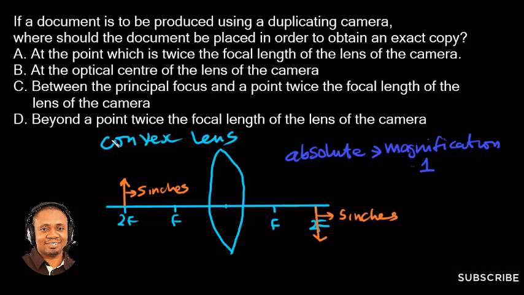Exactly, this option is correct at the point which is twice the focal length, that is 2F. That is when we can have the object produce or obtain the exact copy of the same dimension. Alright, good. So answer option A is the right answer.